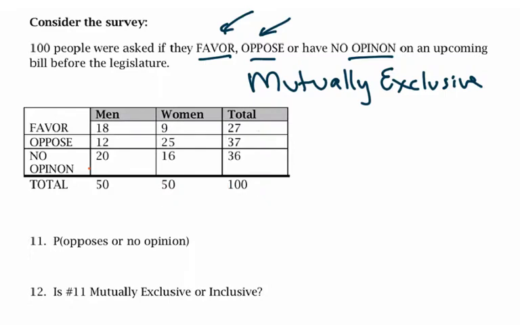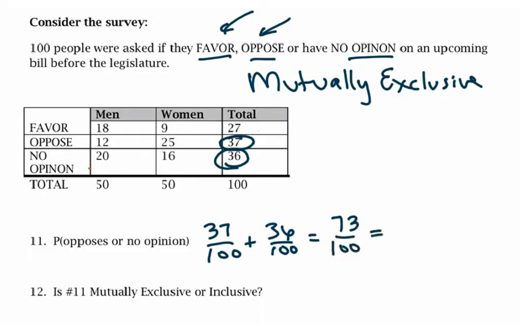So what's the probability that you choose one of these 100 people at random and you get somebody that either opposes it or has no opinion? So the people that oppose it are 37, and those that have no opinion are 36. So 37 out of 100 plus 36 out of 100. And again, we've already established you can't both oppose it and have no opinion. So that's going to be a total of 73 out of 100. You could write 0.73 depending on the directions, of course. Probably not 73%. Usually let's just keep it as a decimal unless we're told to do something else.